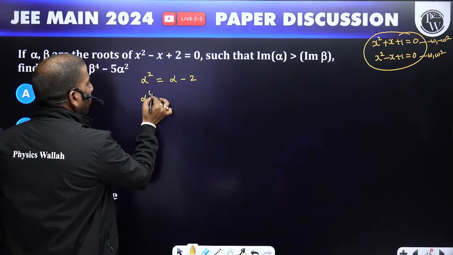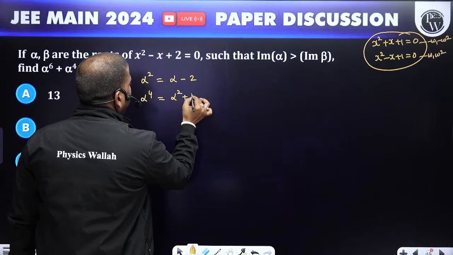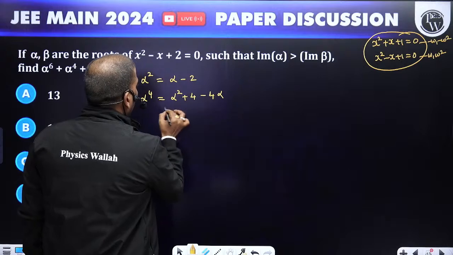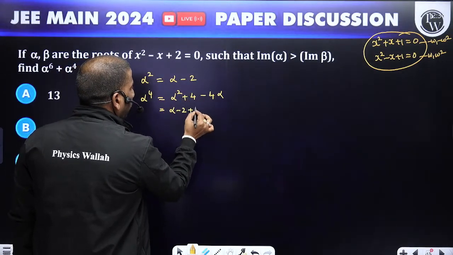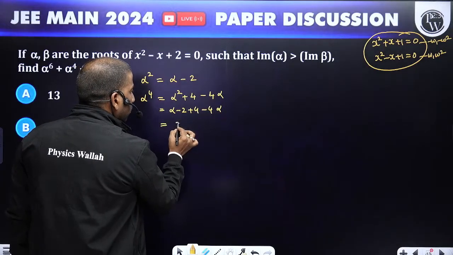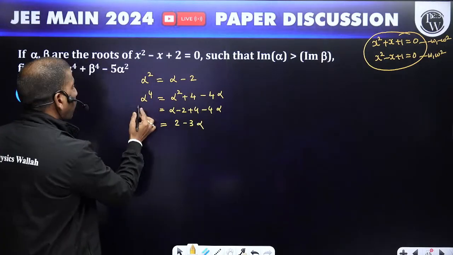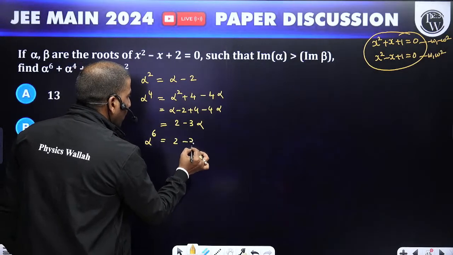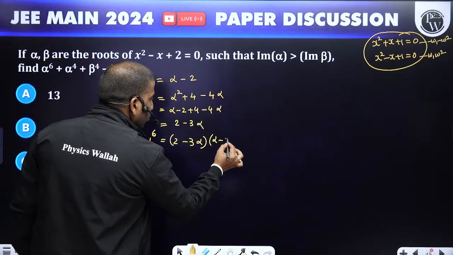What is alpha power 4? Alpha power 4 will become, squaring on both sides, alpha square squared: alpha square plus 4 minus 4 alpha. Alpha square is again alpha minus 2, so alpha minus 2 plus 4 minus 4 alpha. What do you get? 2 minus 3 alpha. We want alpha power 6. Alpha power 6 means alpha power 4 times alpha square, so (2 minus 3 alpha) times (alpha minus 2).